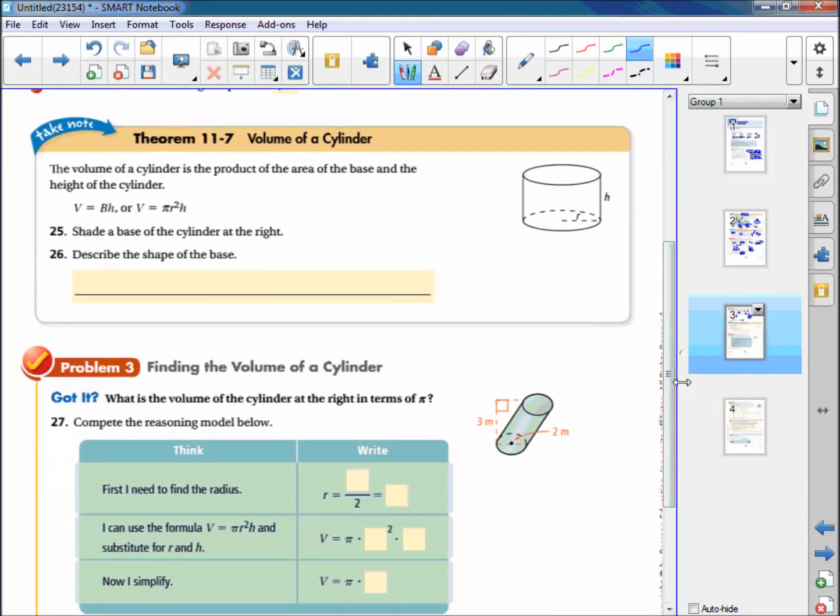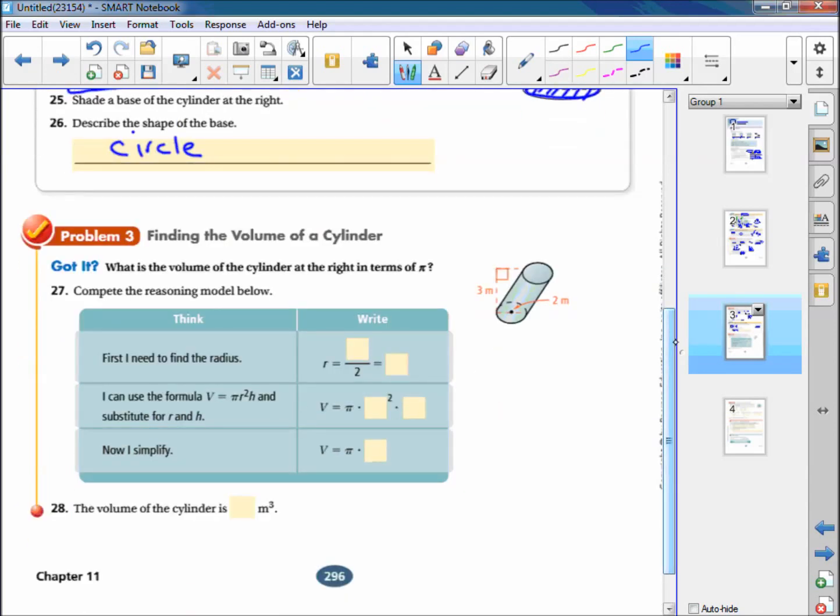All right, theorem 11-7, volume of a cylinder. So the volume of a cylinder is the product of the area of the base and the height of the cylinder. It's just like a prism. It uses the exact same formula. Volume is equal to big B times H, except our base is a circle. So we use the formula pi r squared in place of big B. So shade the base of the cylinder at the right, and I did. I shaded it blue, and describe what shape it is. This is a circle. All right.